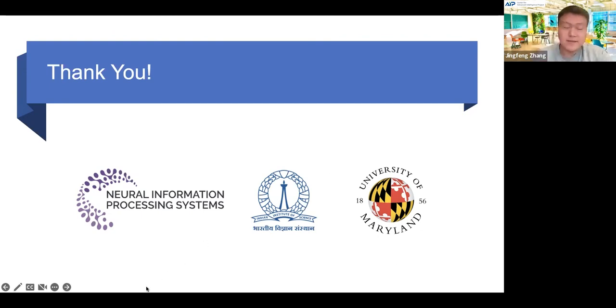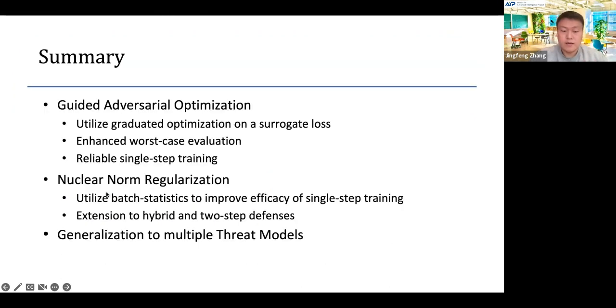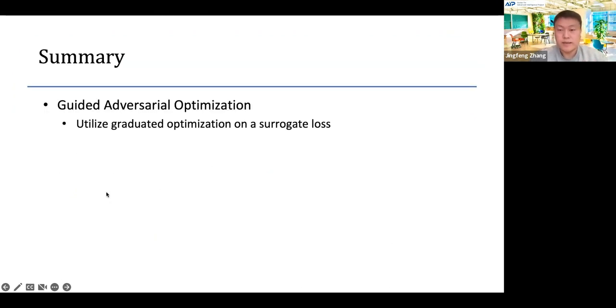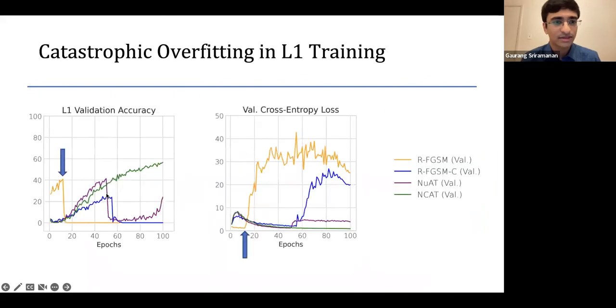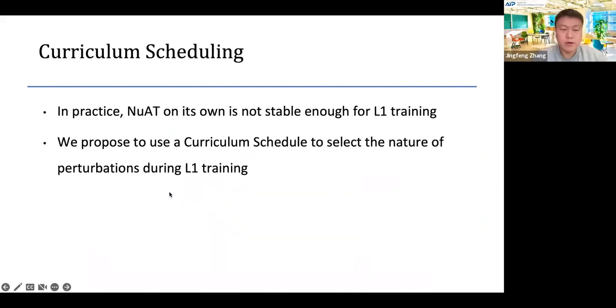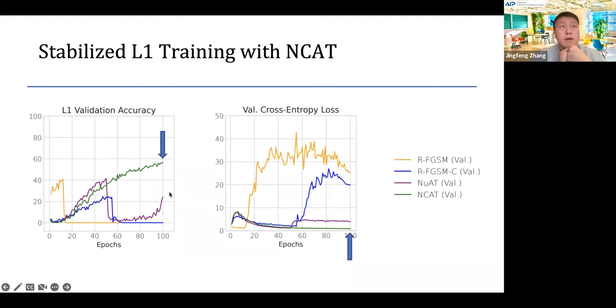I have questions. Sure. For the L1 adversarial training, your experiments show that nuclear norm regularization doesn't work in some sense. There is a catastrophic overfitting. Then you have to use a curriculum learning strategy to make it stable. My question is why nuclear norm regularization doesn't work in L1 training?